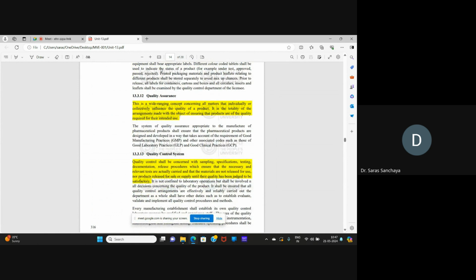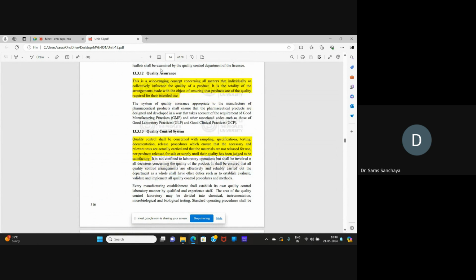And quality assurance, this is a wide ranging concept concerning all matters that individually or collectively influence the quality of a product. It is the totality of the arrangements made with the object of ensuring that products are of the quality required for their intended use. The system of quality assurance appropriate to the manufacture of pharmaceutical products shall ensure that the pharmaceutical products are designed and developed in a way that takes account of the requirements of good manufacturing practices and other associated codes such as those of good laboratory practices and good clinical practices.